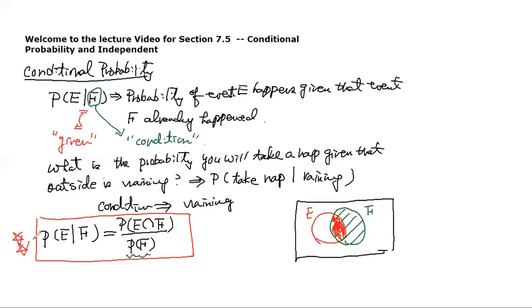So you put your condition in the denominator, and on top, because you are under F, the E to happen will just be that little area, the intersection area here. Did you get it? Okay, now let's take a look at some examples of how we use this conditional probability.